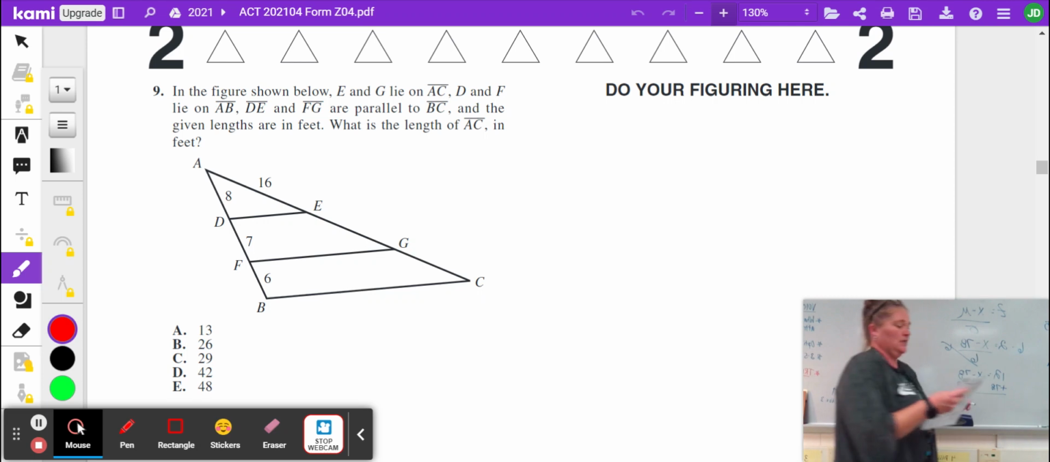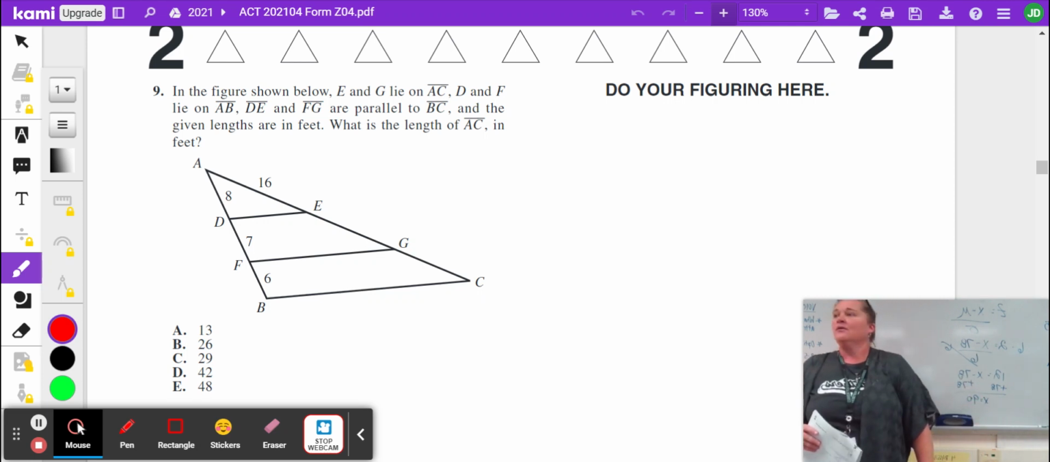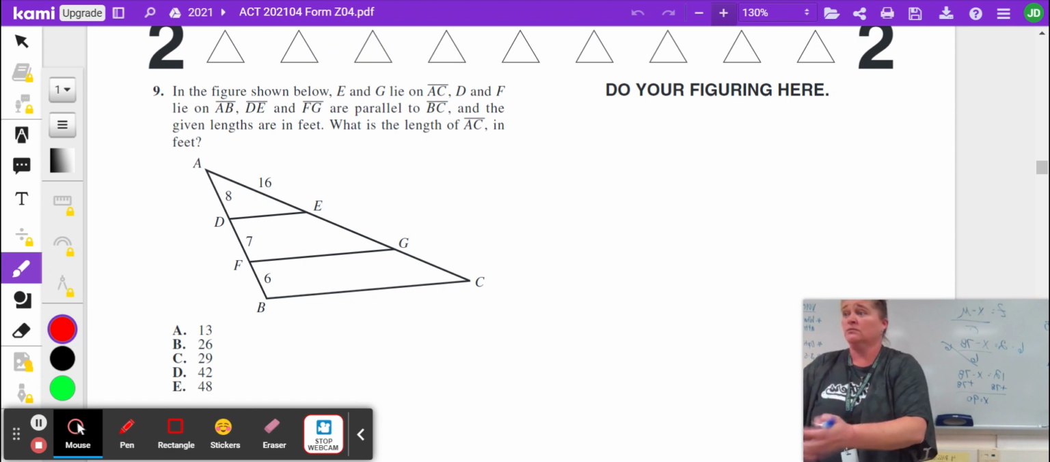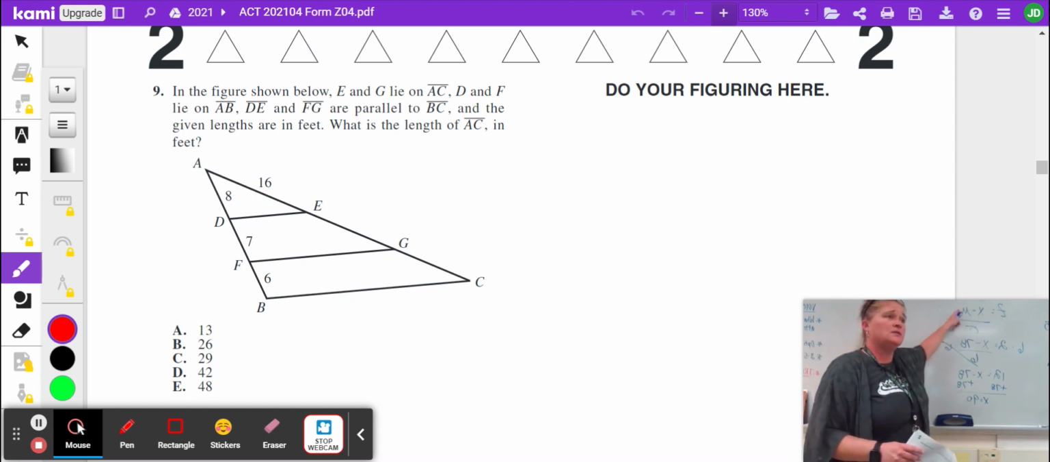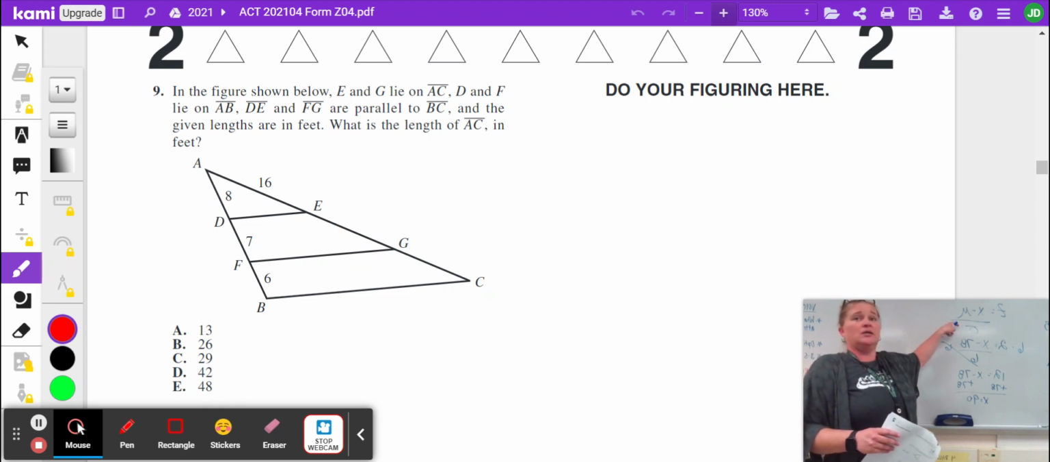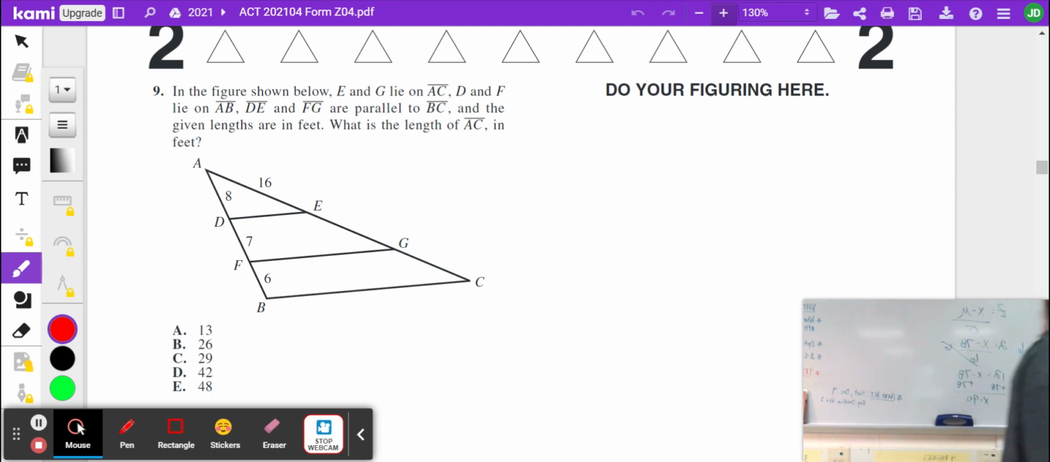Did we attempt that one at all? No. Why? Because it has a bunch of weird letters. It was intimidating because of these. Yeah. Don't let that intimidate you. Because if they give you enough information, use it. Okay?